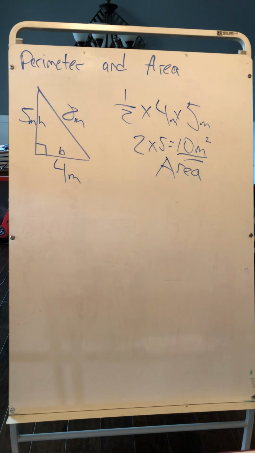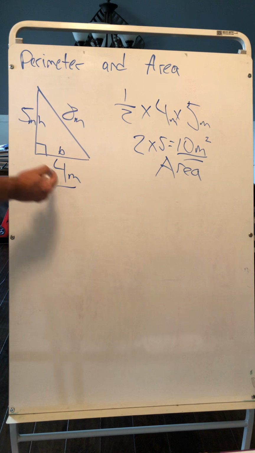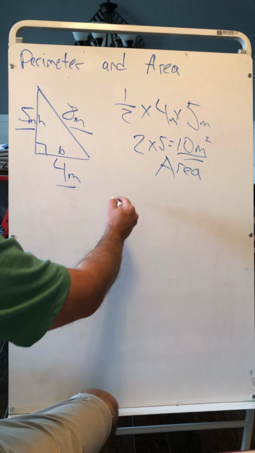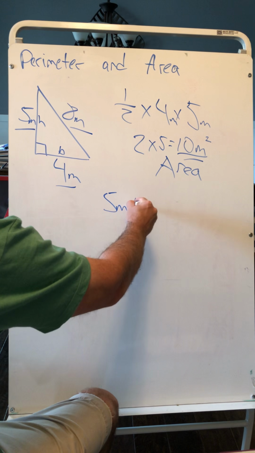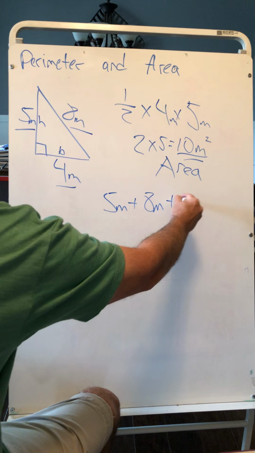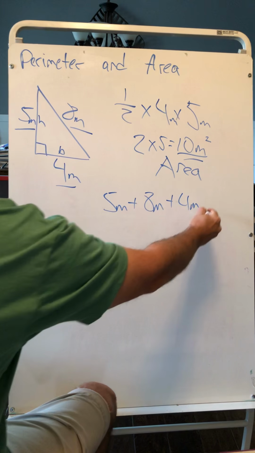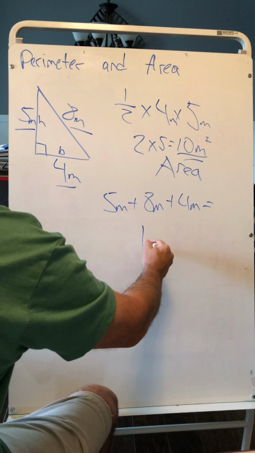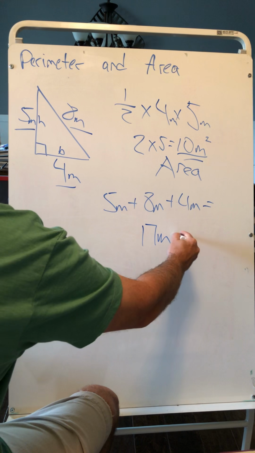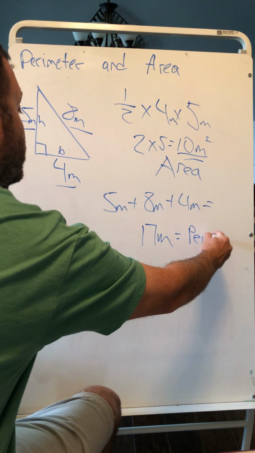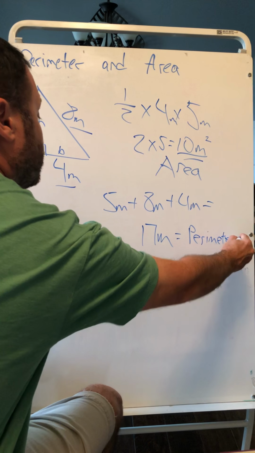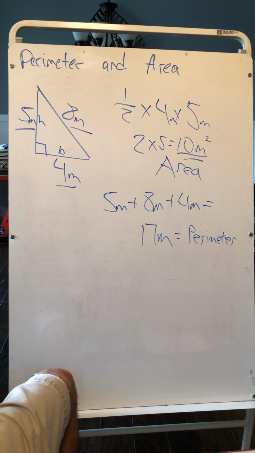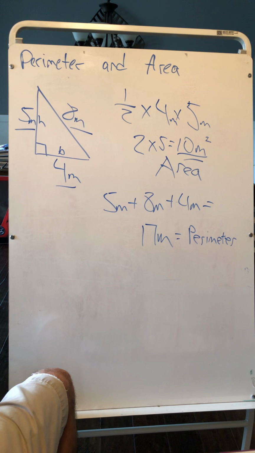Now how would I do perimeter of this one? You're just going to add up the numbers on the outside. So for this you're going to add up, and I'm going to put 5 meters plus 8 meters plus 4 meters. So 5 plus 8 is 13, 13 and 4 is 17. I get 17 meters, and that's my perimeter. Rectangles and triangles, area and perimeter.